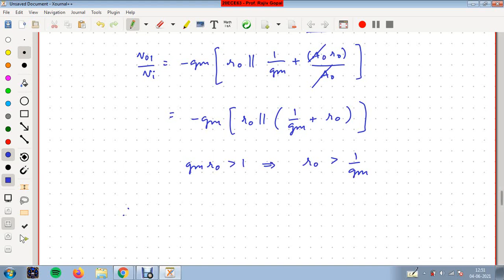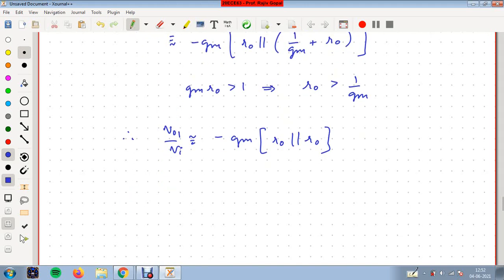Therefore, V naught 1 by Vi you will get as minus GM times R naught parallel R naught. R naught parallel R naught is R naught by 2. Therefore, V naught 1 divided by Vi is minus half times GM R naught, and GM R naught is A naught, so it is minus A naught by 2.